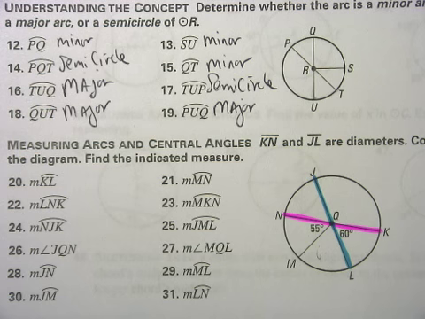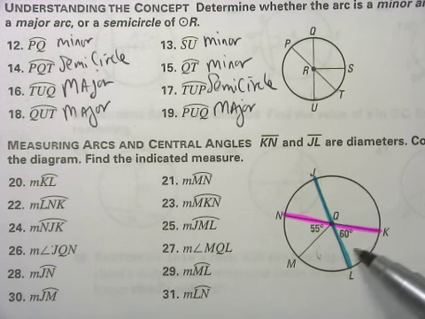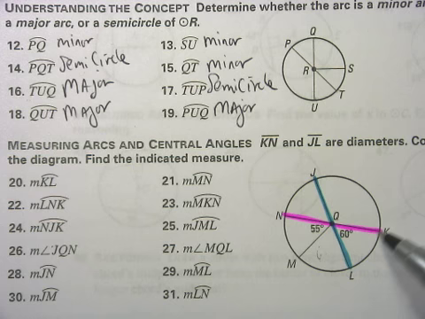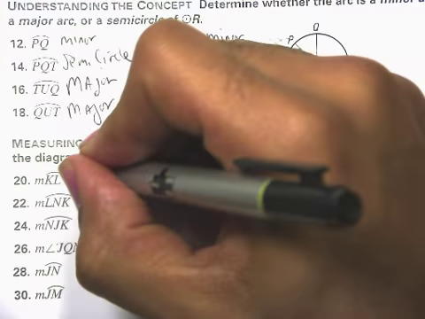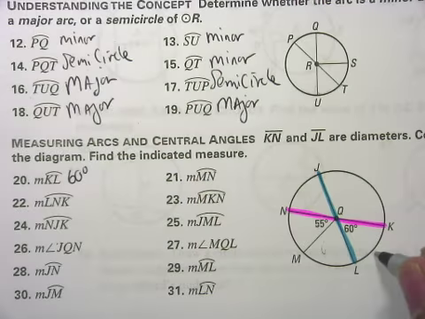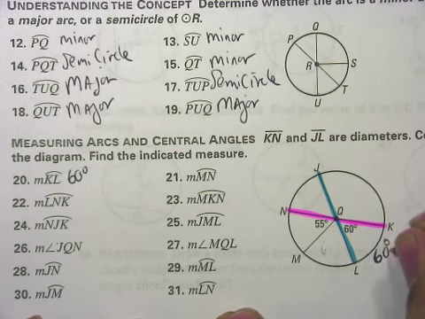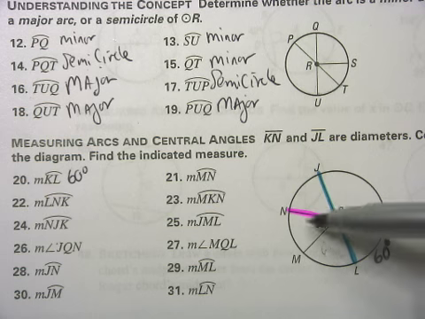So let's take a look here. They want us to give the measure of the indicated arc. So number 20, arc KL. Let's take a look here. KL, well, what's the central angle for arc KL? It's 60 degrees, right? So for K to L, then this is also going to be 60 degrees. So from K to L, it's going to be 60 degrees.